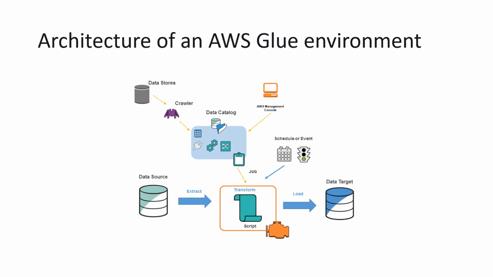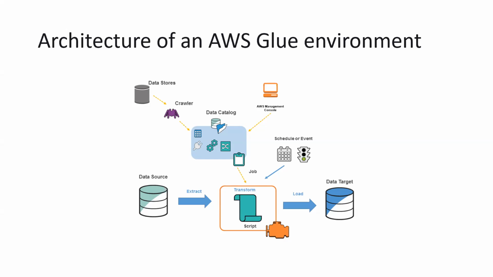And let's talk about some of the AWS Glue terminology. What is the AWS Glue Data Catalog? It is the persistent metadata store in AWS Glue. It contains table definitions, job definitions, and other control information to manage our AWS Glue environment.